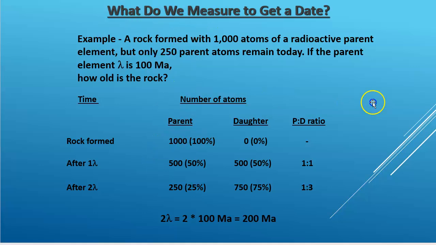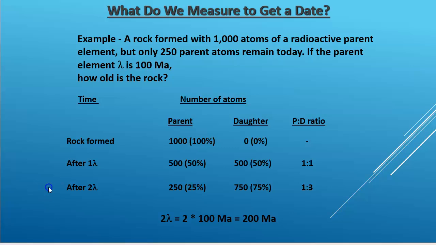And in this example, the half-life is 100 million years. So it took 100 million years to go from 1,000 parents to 500. It took another 100 million years to go from 500 to 250. So 2 half-lives to get from where it started to where it is today. 2 times 100 million, this rock is 200 million years old. Okay? And so this could work in a variety of ways too.